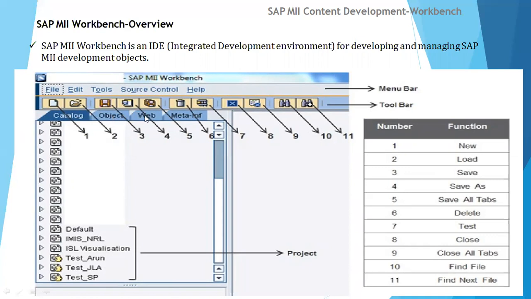In the web tab, you can create your HTML files, text files, or any web related objects. And in the meta-INF tab, you can create things like your shared properties that can be used in the whole project. Shared properties or shared variables, or shared memory, you can say.